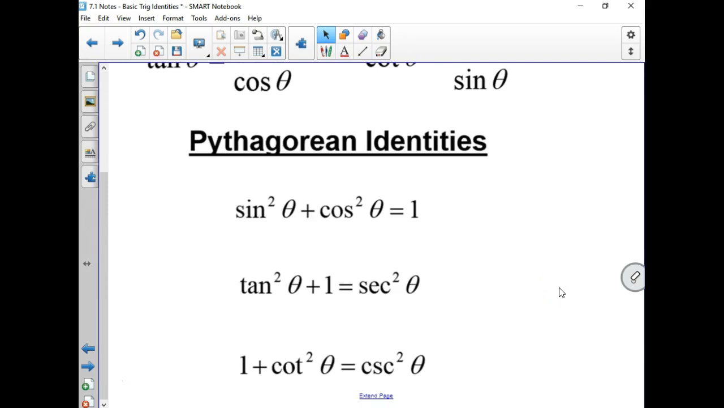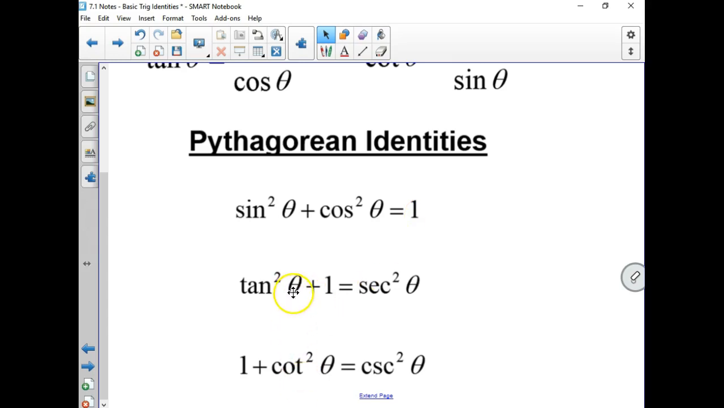And the next ones, they are going to be new. So the main Pythagorean identity we're going to be concerned with here is sine squared theta plus cosine squared theta equals 1. Now, I could go into detail, but I'm not going to show you where this comes from, the Pythagorean theorem. But this is going to be very important that you have this identity memorized.